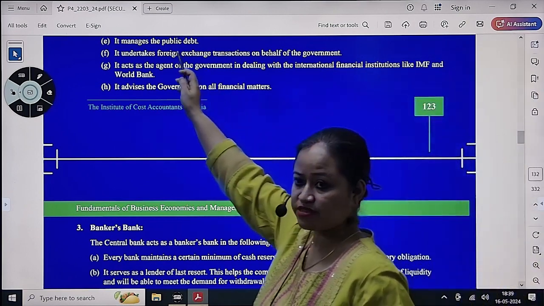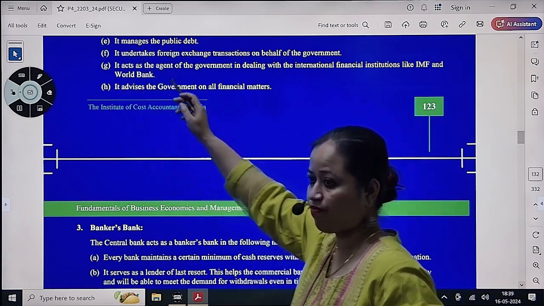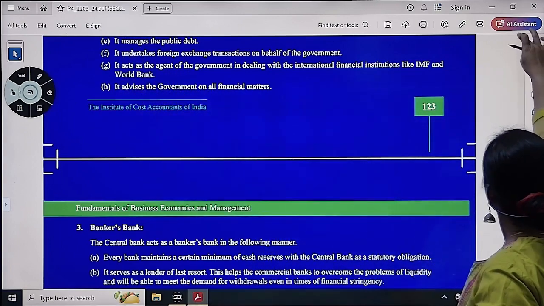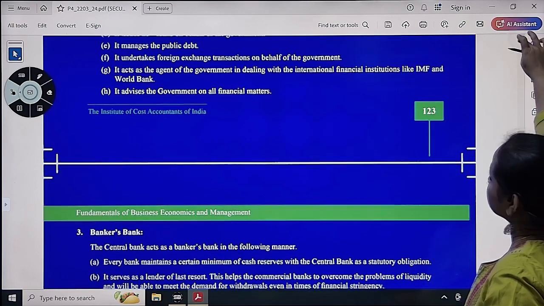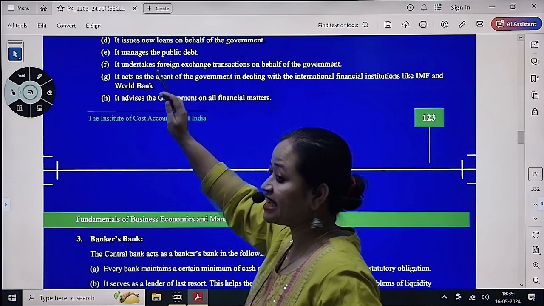This is the next point, point number E. Now it manages the public debt.